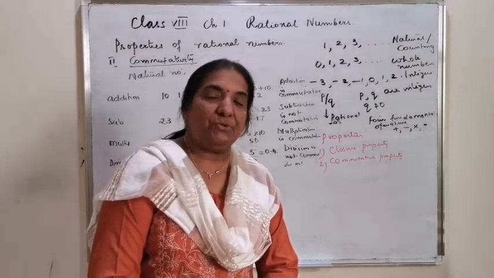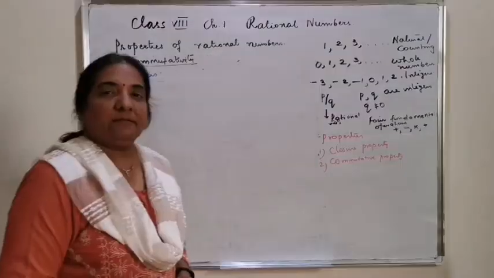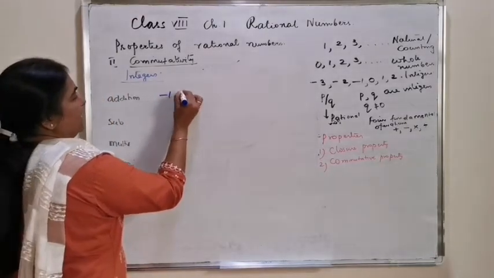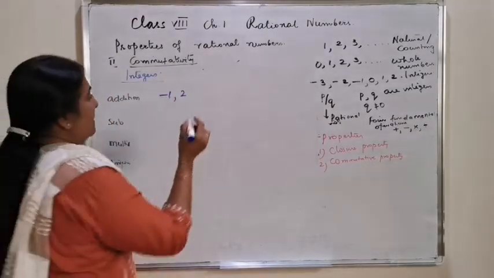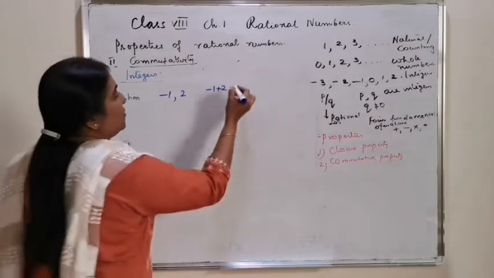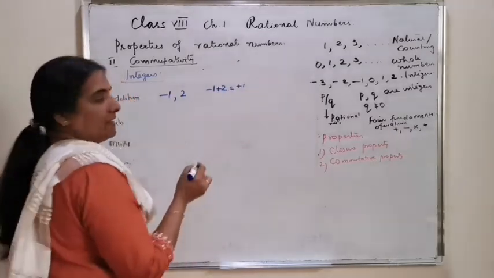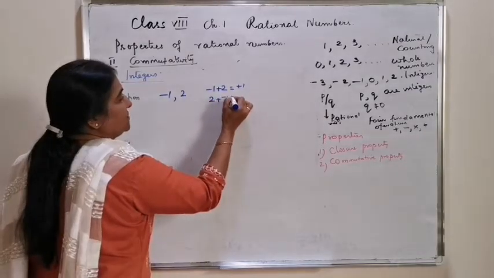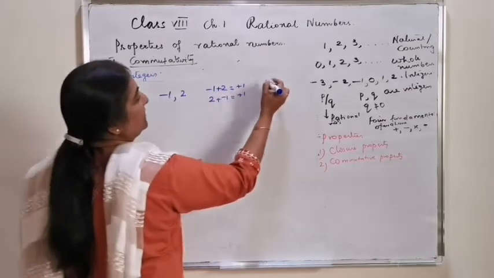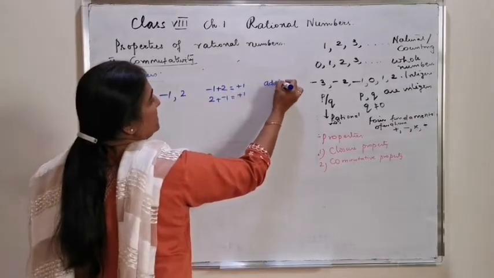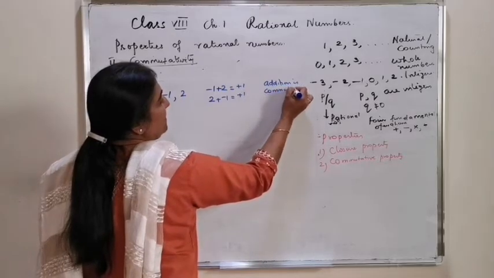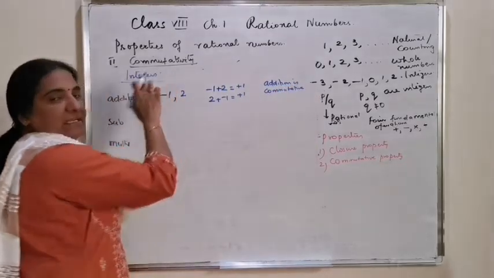Let's pass on to integers. Take any two integers, such as -1 and 2. -1 plus 2 is giving you +1, and 2 plus -1 is also giving you +1, which shows that addition is commutative in case of integers.